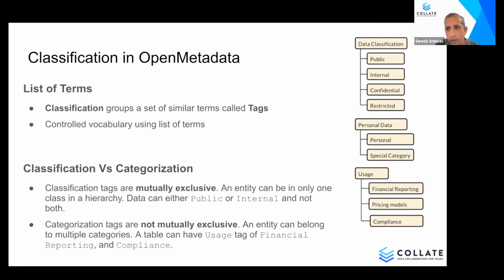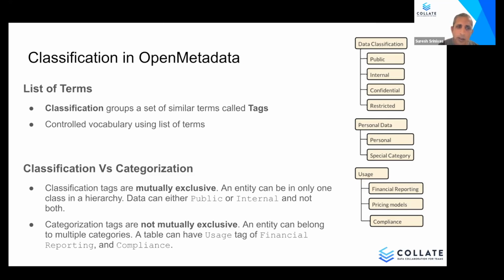Now there is a subtle difference that is supported within open metadata classification. That is classification versus categorization. An entity usually belongs to a single class and it cannot be a member of multiple classes within the same hierarchy. For example, data can be either public or internal. Either it can be sensitive or non-sensitive. It cannot be both. These you can do using classification tags that are mutually exclusive.